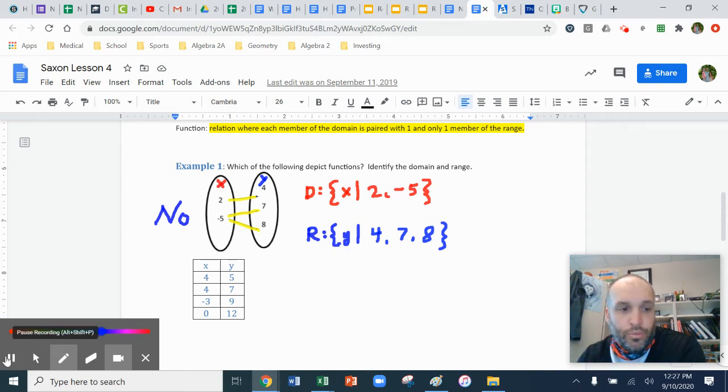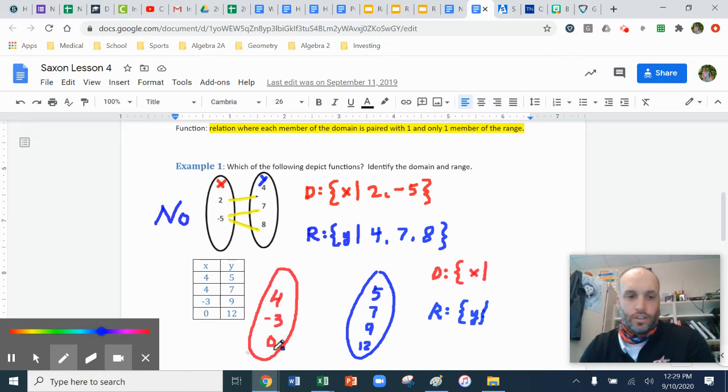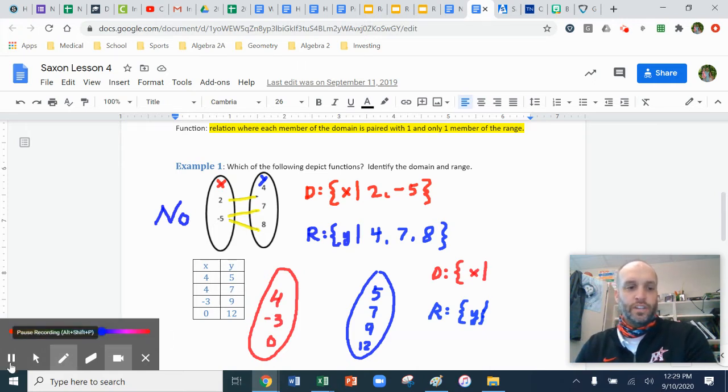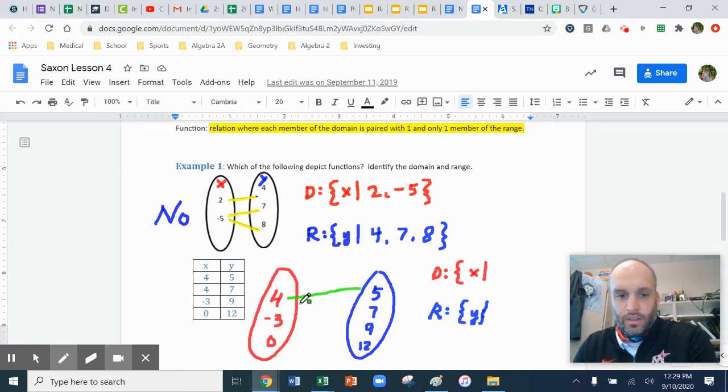In the second problem, we'll set up a mapping diagram and then draw out our arrows to see where the pairings are. So we'll start constructing our mapping diagram, and then we'll start to pair each ordered pair, each domain value with its range value. The 4 is paired with the 5. The 4 is also paired with the 7. 3 is paired with the 9.